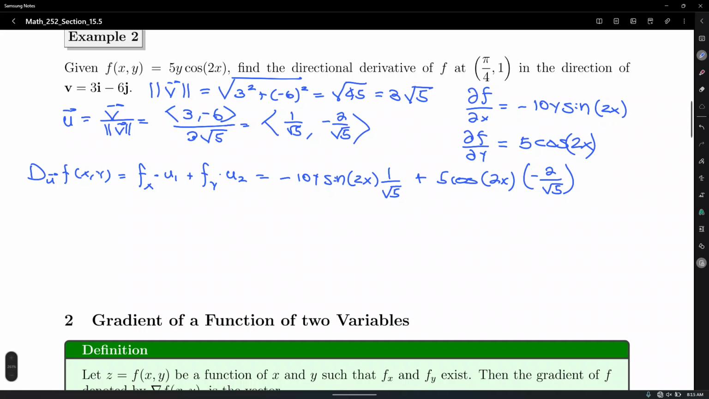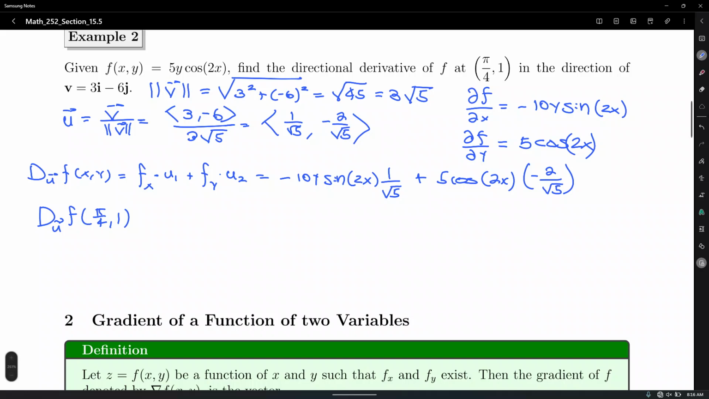So what are we going to do? Let's find the directional derivative of the function f at the point pi over 4, comma 1 in the direction of the vector u, the unit vector u. That's what the subscript means. We're going in the direction of u.